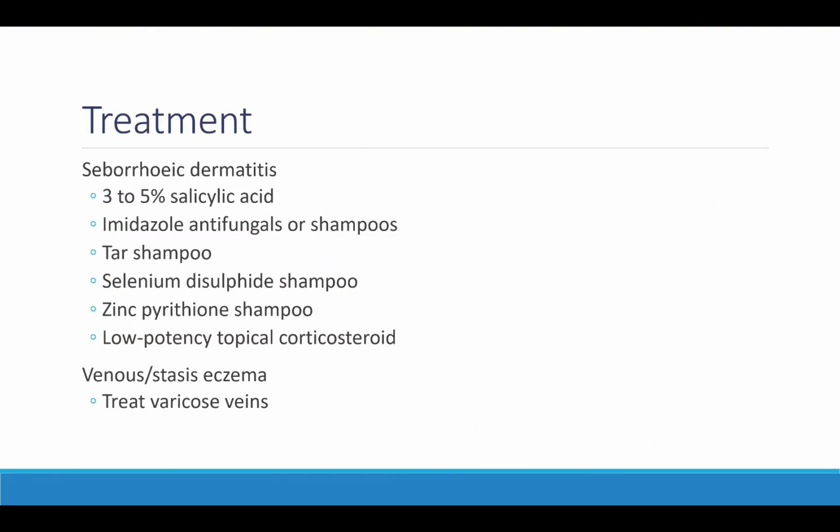Other treatment options for specific types of eczema. For instance, if you have seborrheic dermatitis, you also want to think about adding on things like 3 to 5% salicylic acid to reduce scaling, imidazole antifungals or shampoos, tar shampoos. Simpler options which you can buy are selenium disulfide shampoo or zinc pyrithione shampoo, as well as the use of low potency topical steroids. For patients with venous or stasis eczema, besides the 4 main treatments of eczema, you will also want to treat varicose veins.